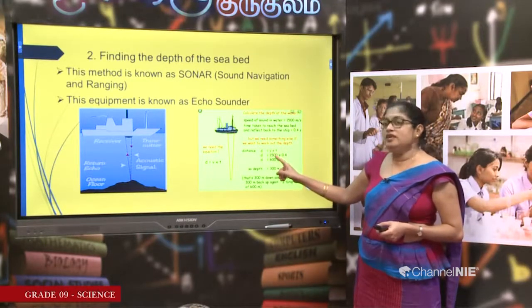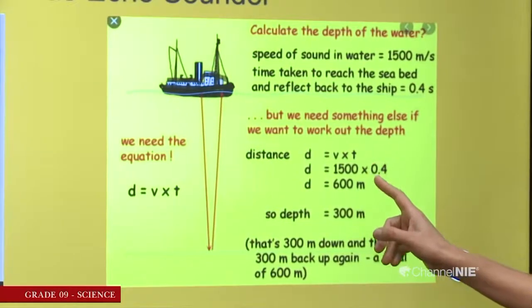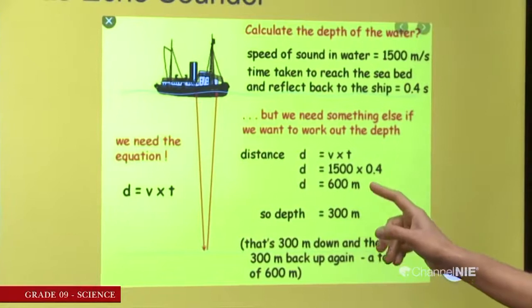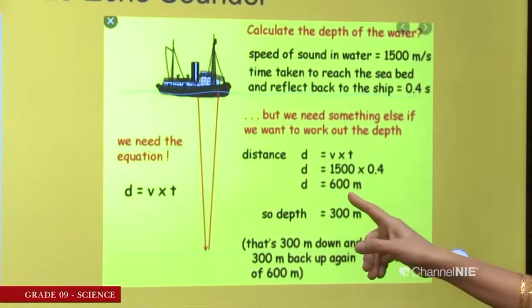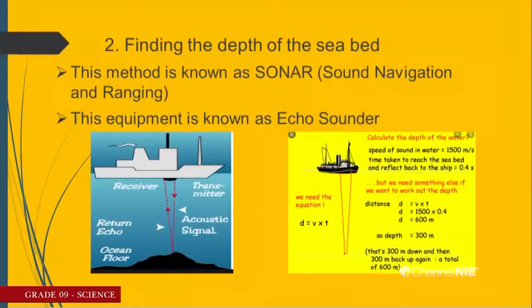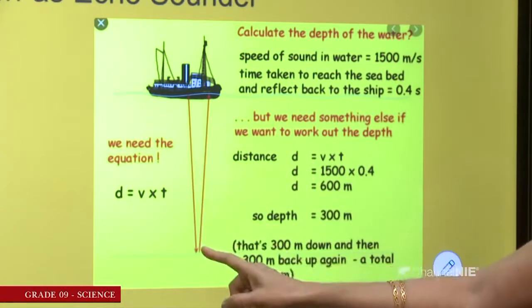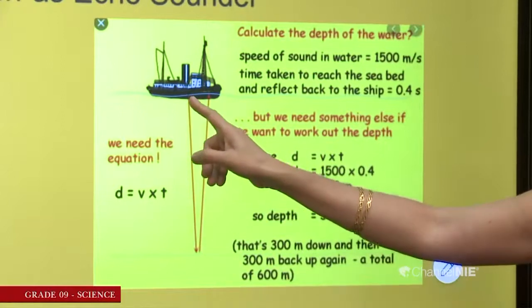So, speed here is 1500 and the time taken for the sound wave to travel is 0.4 seconds. So, you will get the answer as 600 meters. So, this is not the depth of the sea. This is the distance travelled by the ultrasound wave from the bottom of the ship to the bottom of the sea and from the bottom of the sea to the ship again.